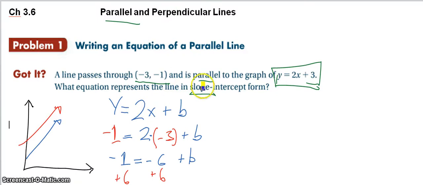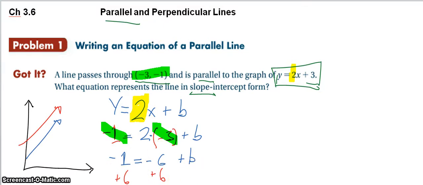Alright, so I went ahead and set up my new equation with the same slope as the equation of the line that I'm trying to match, since we're parallel. And we don't know the y-intercept yet, but we can replace our x and our y with the -3 and the -1 from the point that we're trying to intersect. So that's where the -1 and the -3 come from. And then we do the math. We get -1 equals -6 plus b.